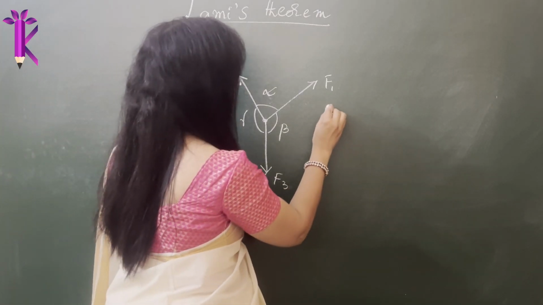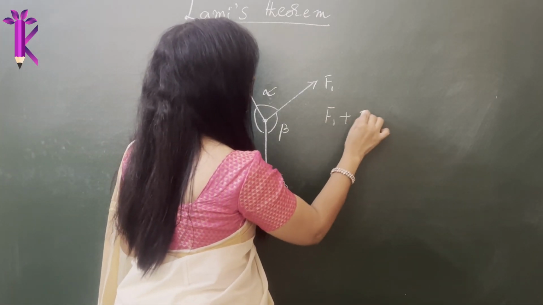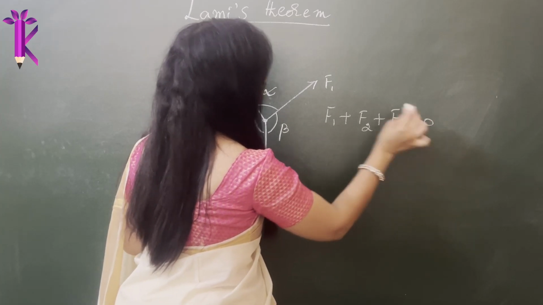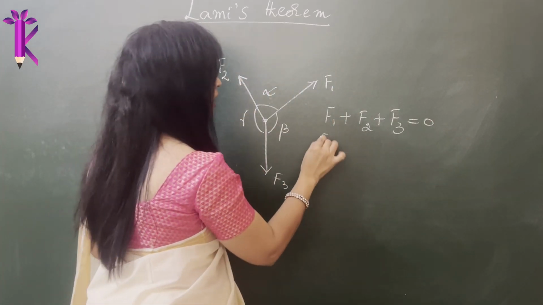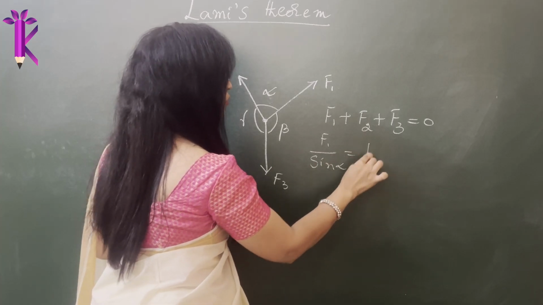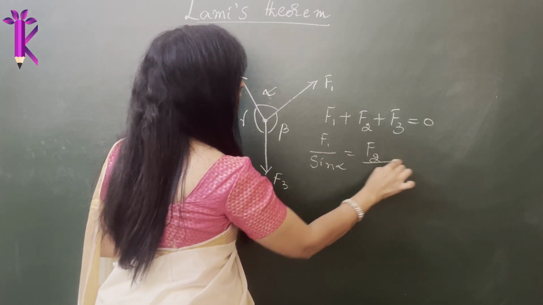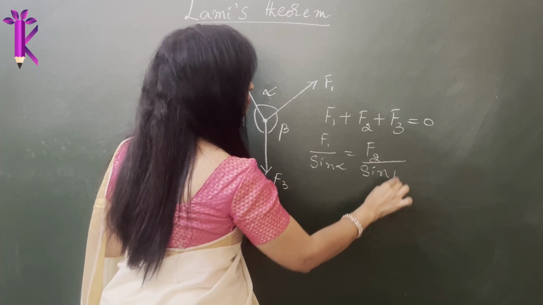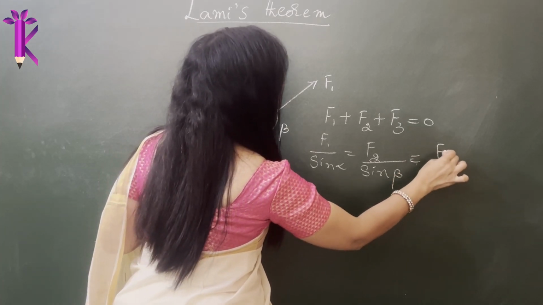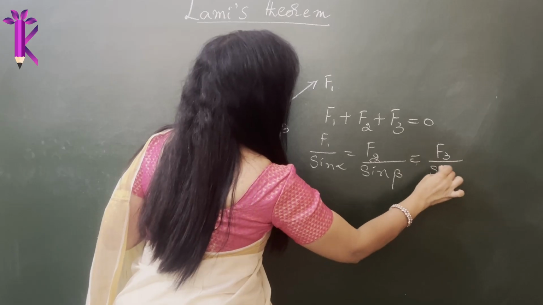According to Lami's theorem, the net force acting on the particle due to all three is 0. That is the first point. Second, how else are they related? F1 divided by sine alpha is equal to F2 divided by sine beta. In other words, this is also equal to F3 divided by sine gamma.